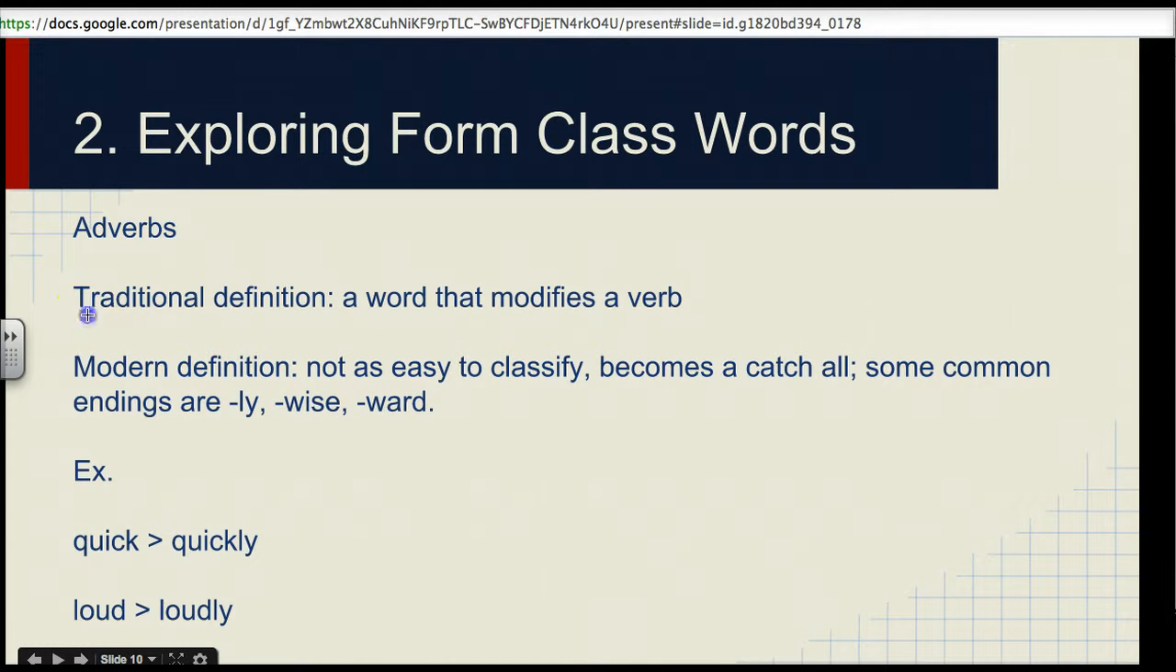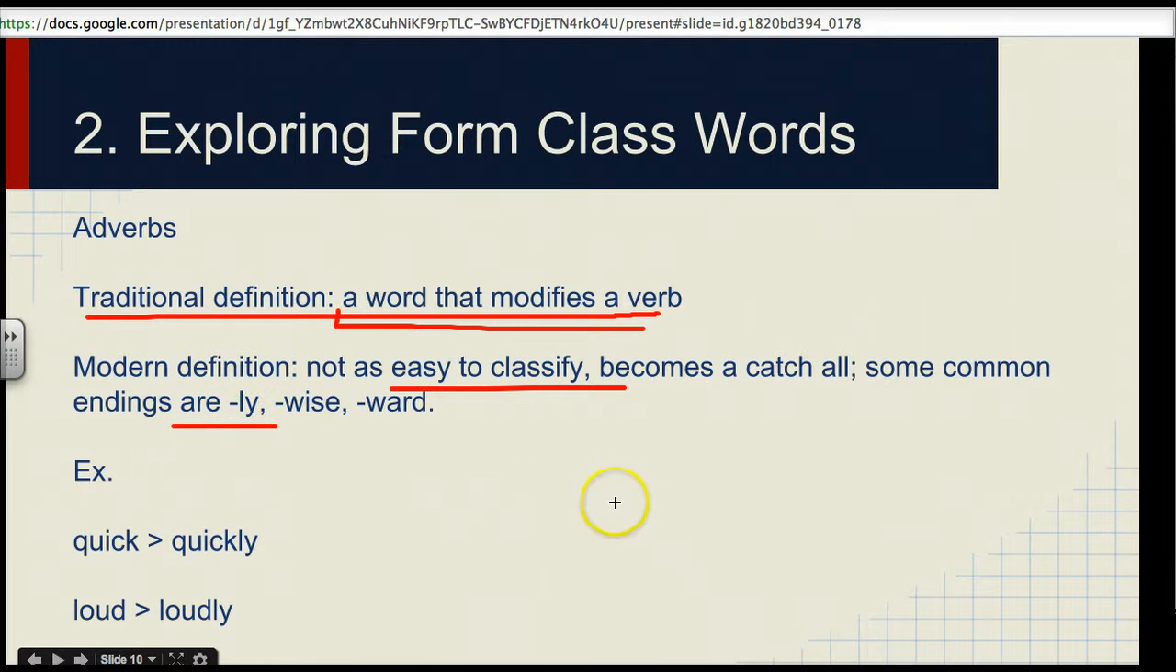Adverbs, again, when we look at the traditional definitions for a lot of these things, they're still pretty spot on. It's definitely an easy way of breaking down what this particular kind of word does for sentences. So adverb, a word that modifies a verb. Now, these are typically not as easy to classify. It becomes a catch-all for a lot of words, and I'll give you some examples here in a second. But some common endings that we are probably all familiar with are the ly endings, so quick becoming quickly, loud becoming loudly.